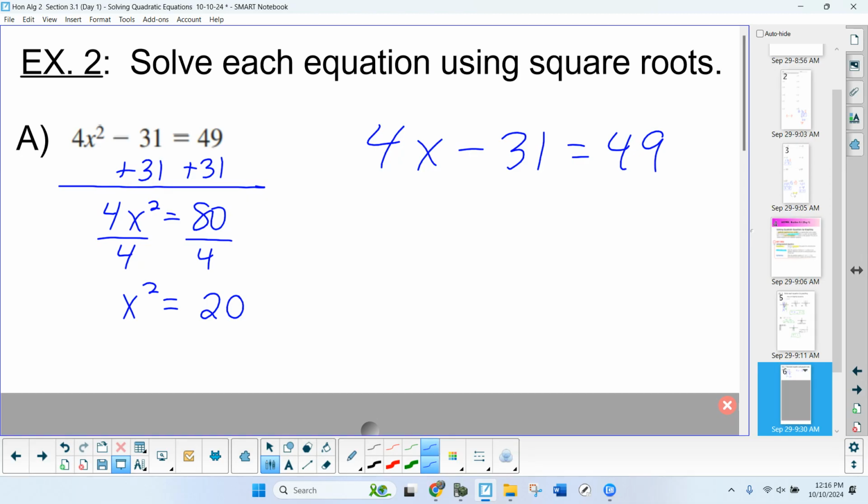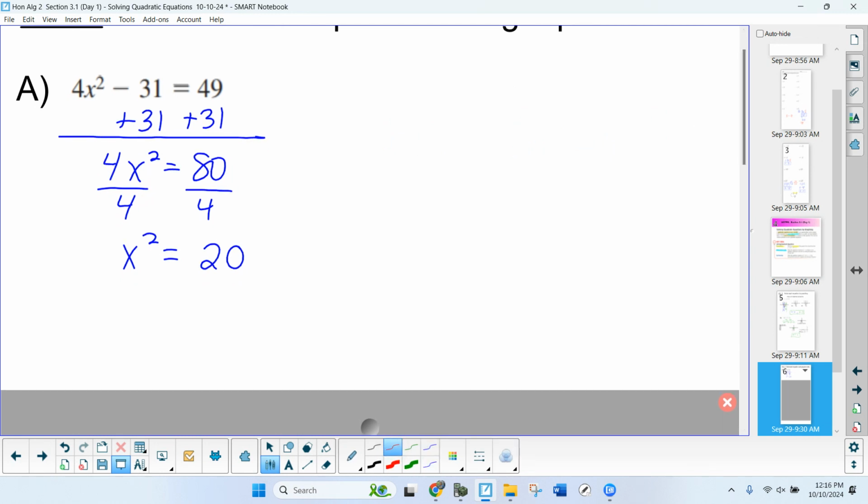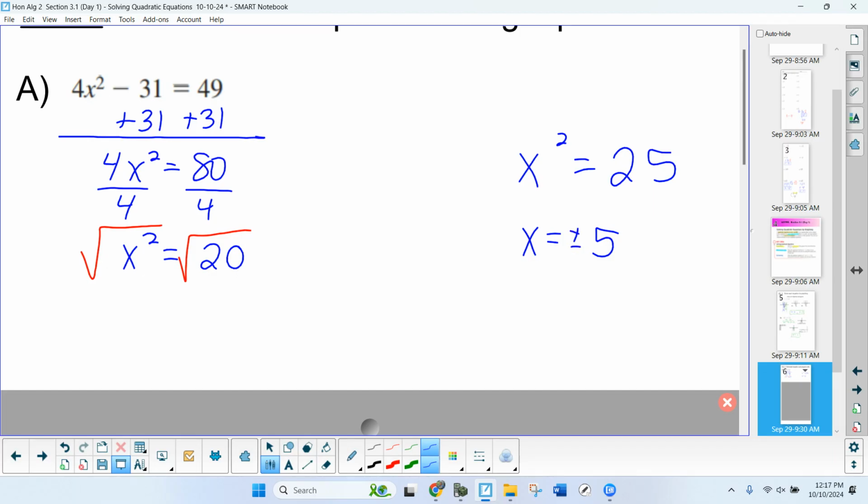Are we good so far? Okay, well, now we've got to undo x squared. How do you guys undo x squared? Take the, now be careful. If I had x squared equals 25, what could x be? Do you guys agree? What's 5 times 5? What's negative 5 times negative 5? So I have to put a what? Plus or minus. Okay, so when you take the square root of each side, do not forget a plus or minus.